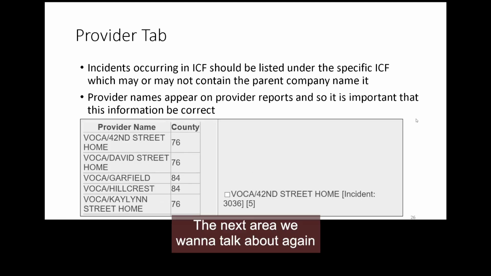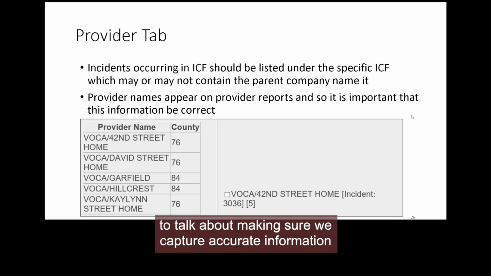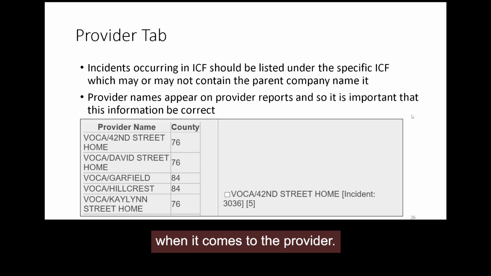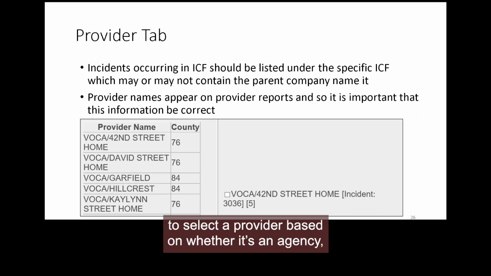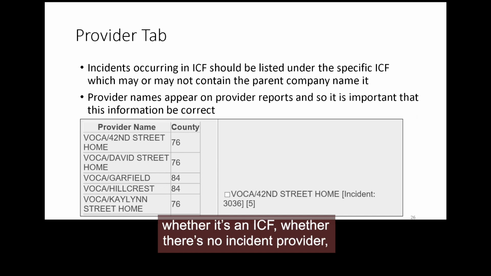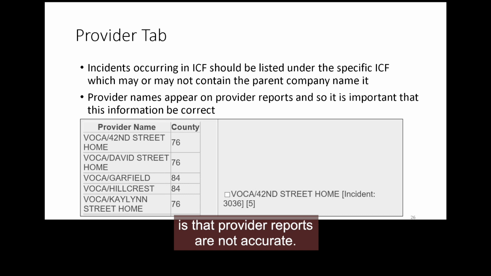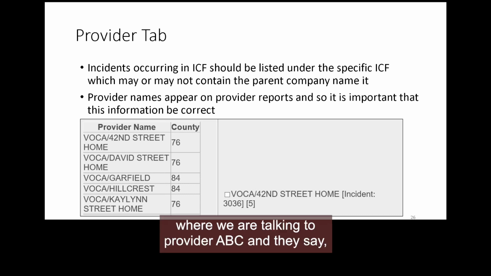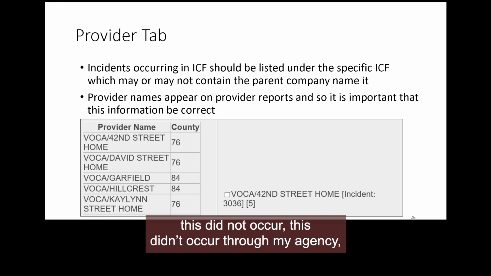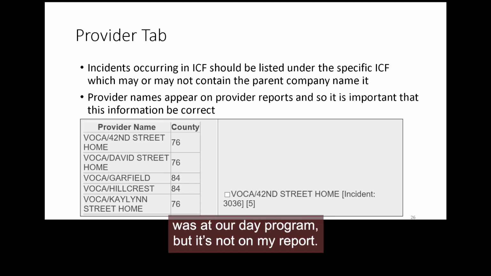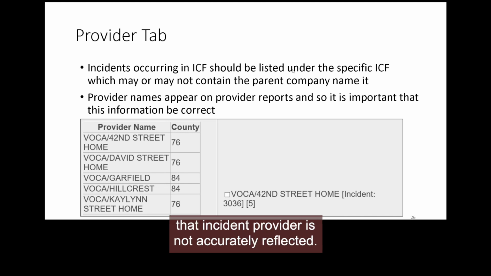The next area we want to talk about, again, is in the provider tab, but we thought it was important to talk about making sure we capture accurate information when it comes to the provider. And so you'll notice, and we'll talk about it a little later, but we have the ability to select the provider based on whether it's an agency, whether it's an ICF, whether there's no incident provider. And one of the things that we're seeing sometimes is that provider reports are not accurate. So we may get a call in our office where we are talking to provider ABC, and they say, this did not occur, this didn't occur through my agency, or I know this MUI happened while this person was at our day program, but it's not on my report. And then when we look into the incident tracking system, that incident provider is not accurately reflected.